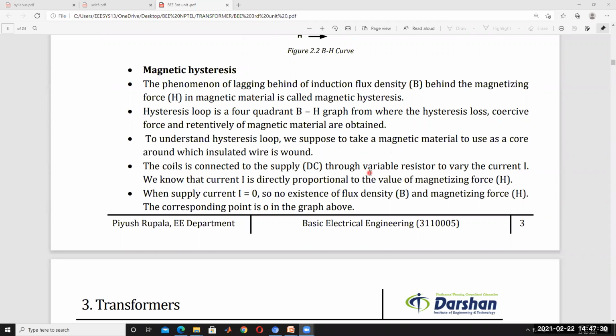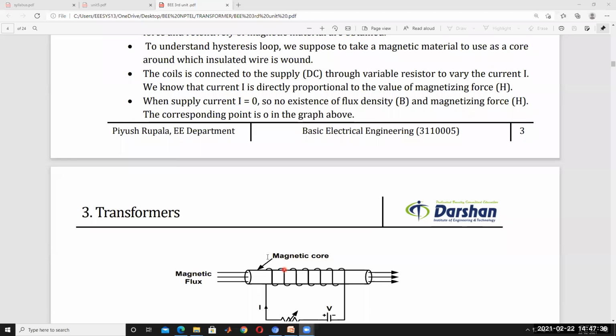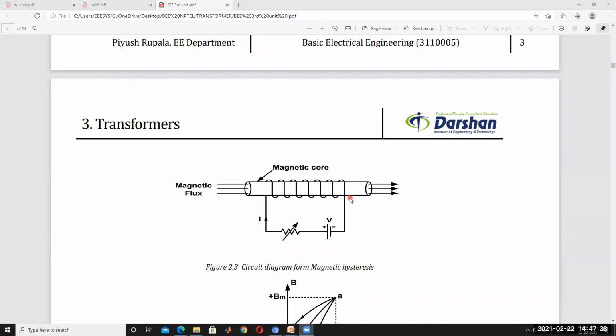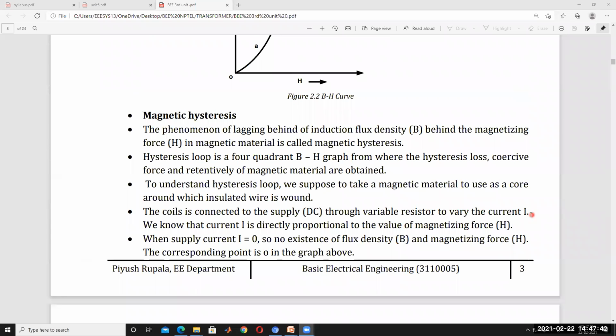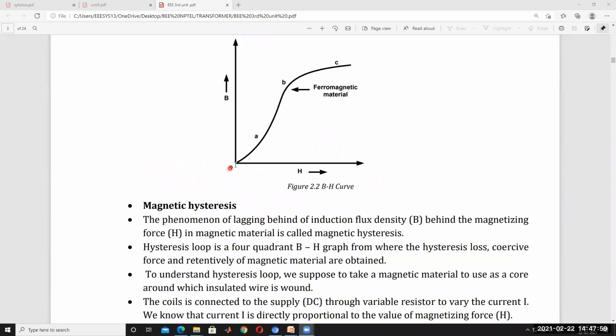The coil is connected to the DC supply through a variable resistor to vary the current. Whenever the current changes, only then does the flux in the core change. We know that the current I is directly proportional to the magnetizing force H. When supply current I is equal to 0, there is no flux density B and no magnetizing force H, corresponding to point O in the graph.